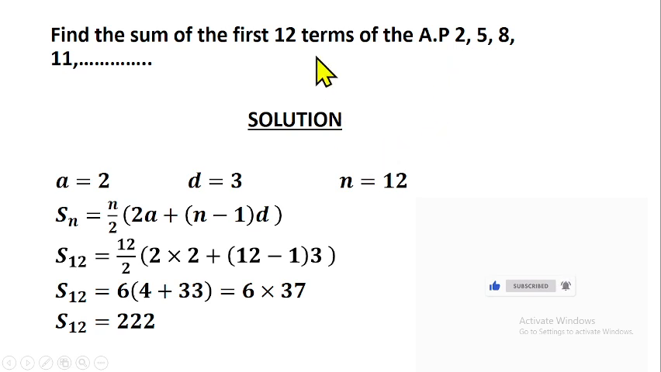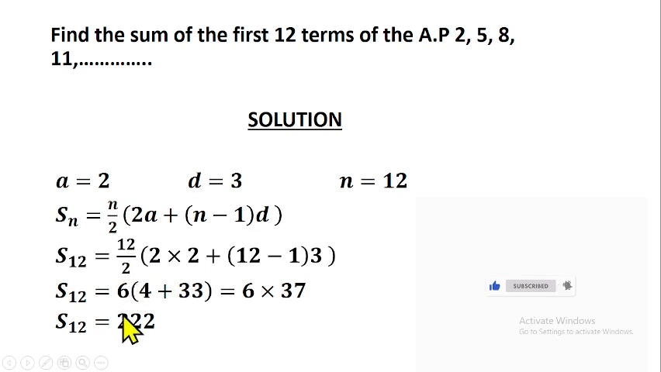And we know the number of terms we are summing together. We have to sum the first 12 terms, so our n is 12. If you remember the formula for summing terms, we have sum of n terms equals n over 2 into 2a plus (n minus 1) into d, close the bracket. Our n is 12. Sum of 12 equals 12 over 2 into 2 times 2, where our a is 2, plus 12 minus 1 multiplied by the common difference, which is 3.